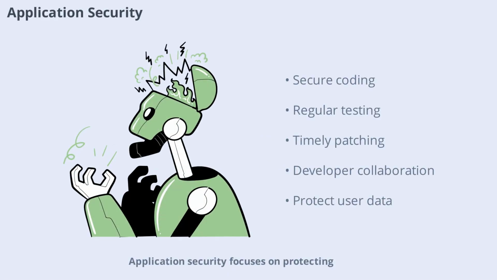Application security focuses on protecting software from vulnerabilities and attacks. This includes secure coding practices, regular testing, and timely patching. Developers and security teams work together to identify and fix issues before they can be exploited. Secure applications are essential for protecting user data and maintaining trust.